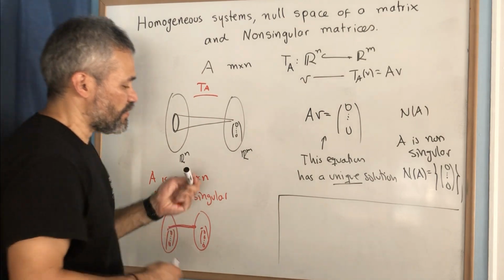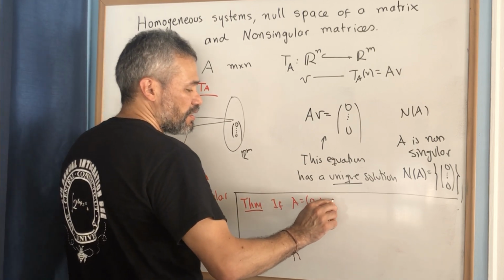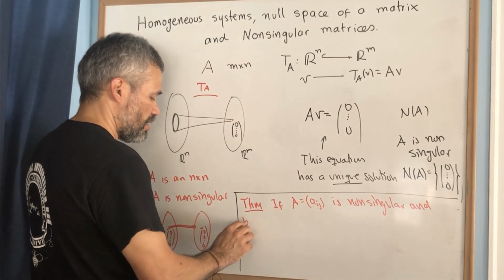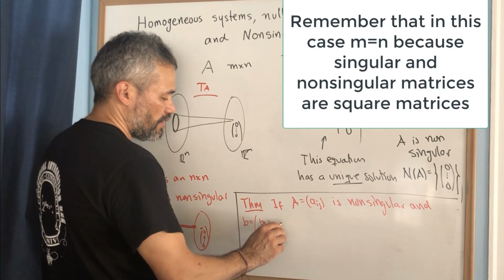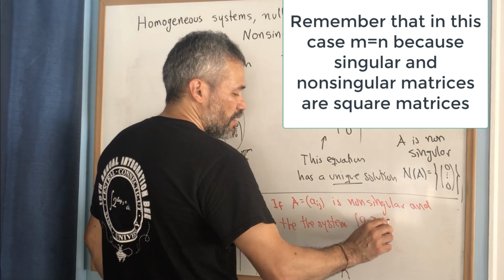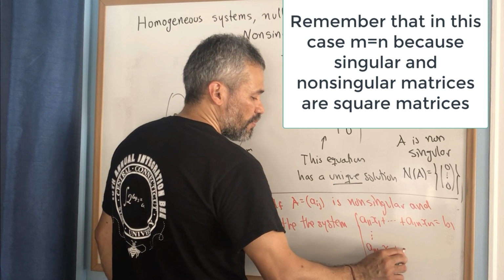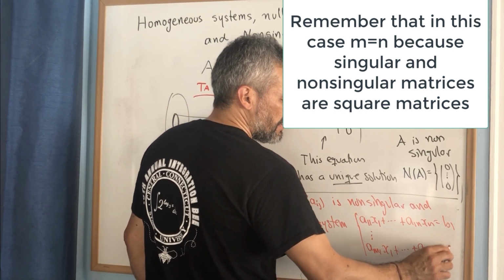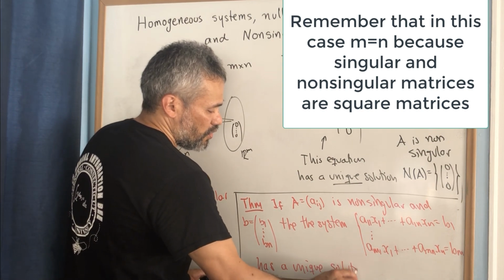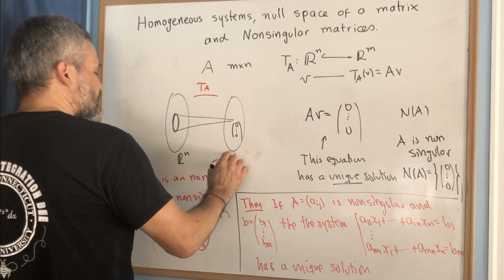If we have a square matrix, let me write that down. Theorem: if A equal to Aij is non-singular and B is a vector of the form B1, ..., Bn, then the system A11 x1 plus ... plus A1n xn equal to B1, ..., AM1 x1 plus ... plus AMN xn equal Bm, this system has a unique solution.